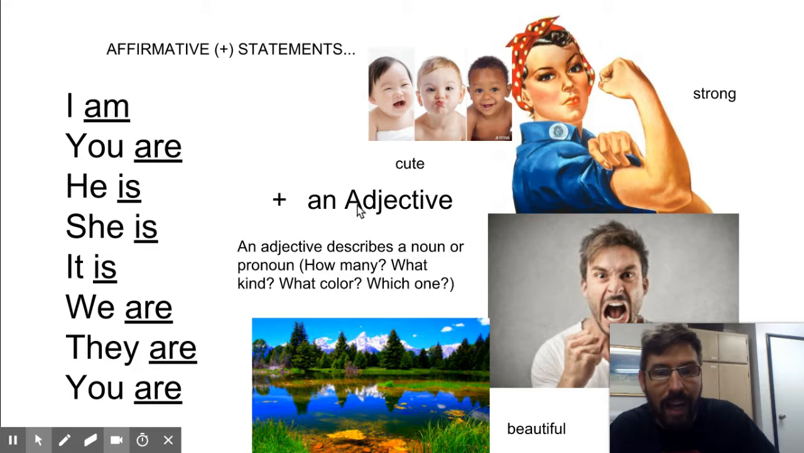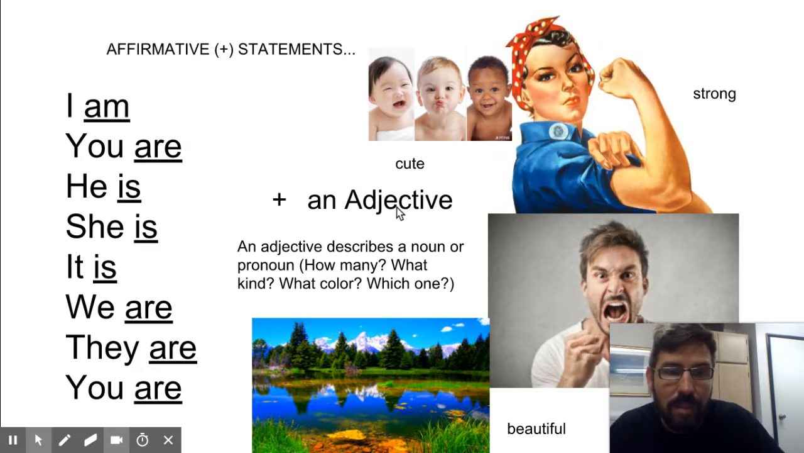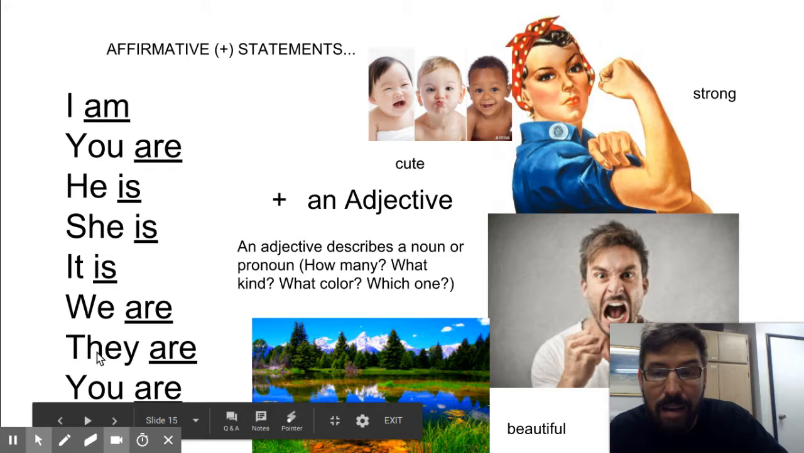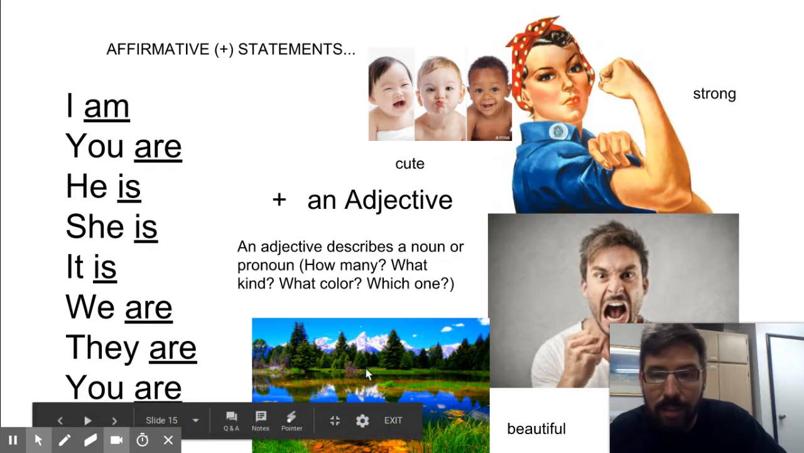We can also use adjectives. Now, an adjective is a word that describes something or somebody or some place. So if we look at these babies, I hope you can agree that the babies, which would be they, are cute. They are cute. We can say she is strong. We can say he is angry. He's angry.